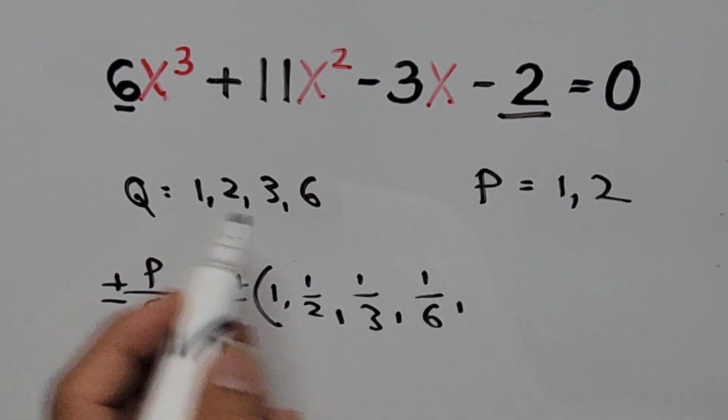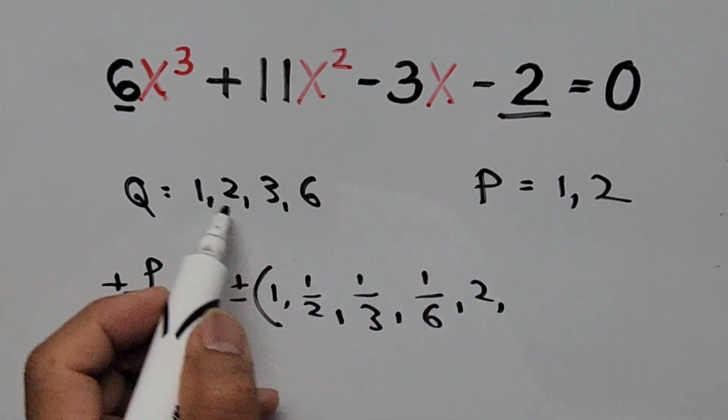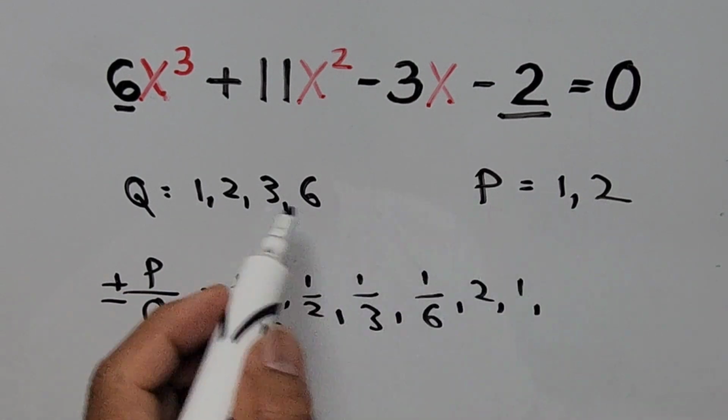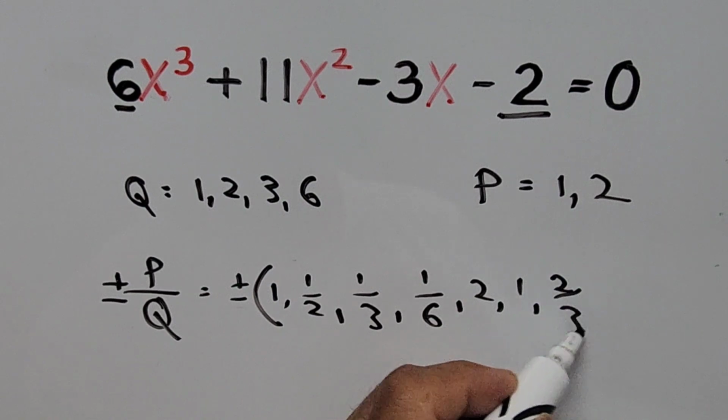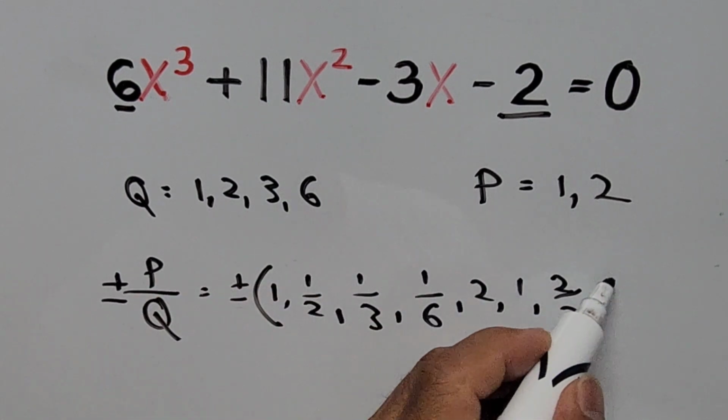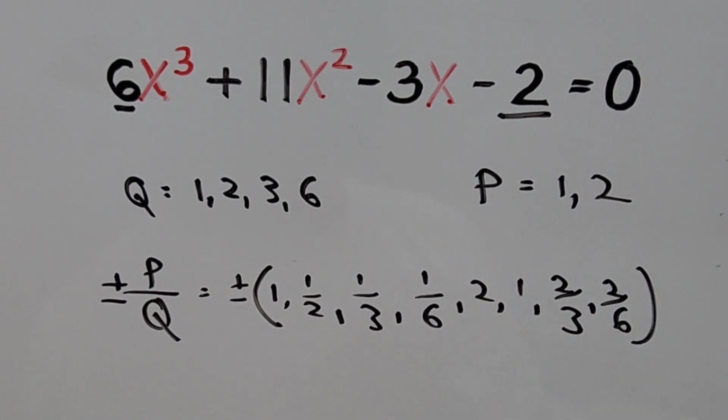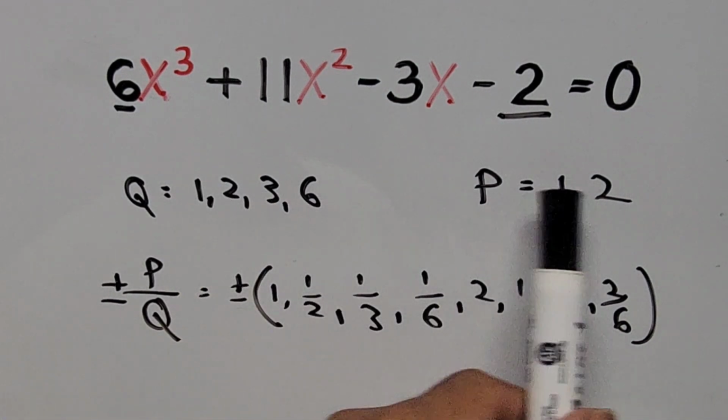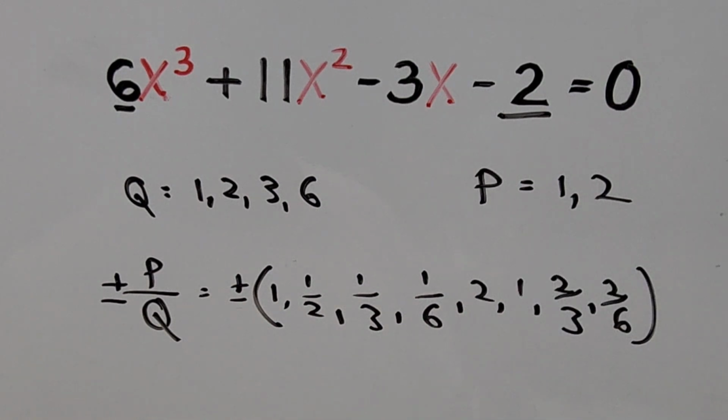Then 2 divided by 1 is 2. 2 over 2 is 1. 2 over 3, that's 2/3. And 2 over 6. So these are all possible combinations. And here we have 4 values of p over q, and 2 on the p side. So that will be 8. And times 2, since we have two signs, positive and negative, so it will be 16 combinations.